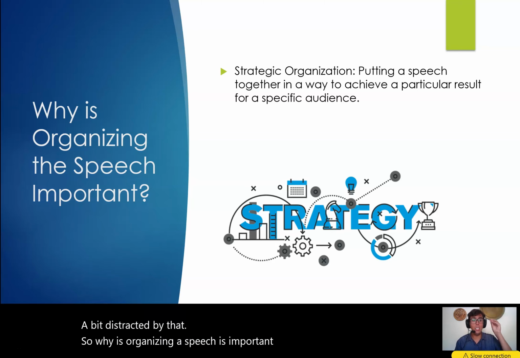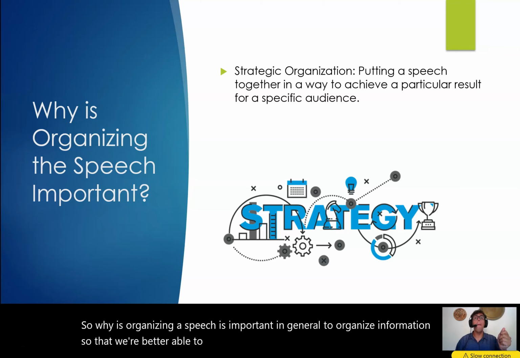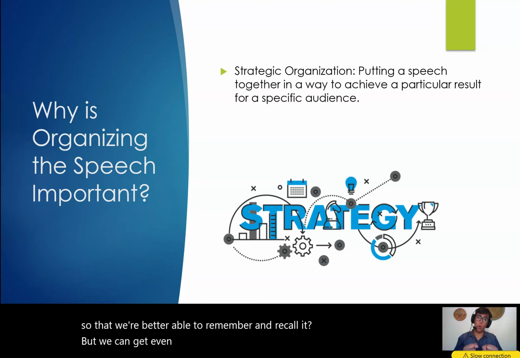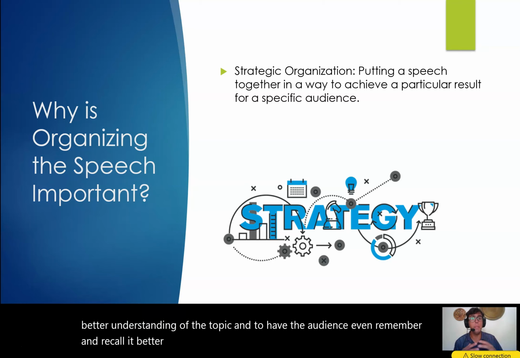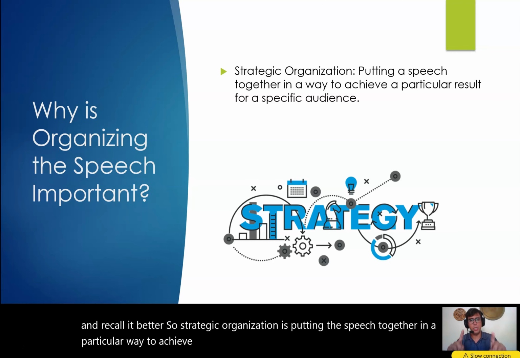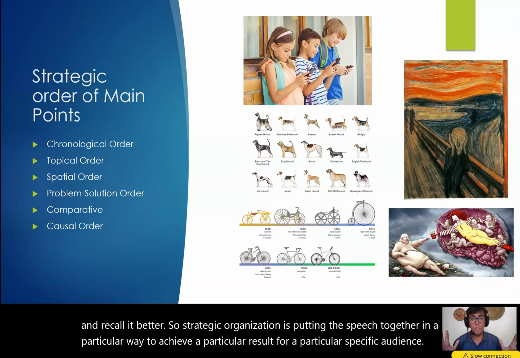So, why is organizing a speech important in general? To organize information so that we're better able to remember and recall it. But we can get even more into strategic organization and thereby create a better understanding of the topic and have the audience remember and recall it even better. So strategic organization is putting the speech together in a particular way to achieve a particular result for a specific audience. There are many ways of doing this.